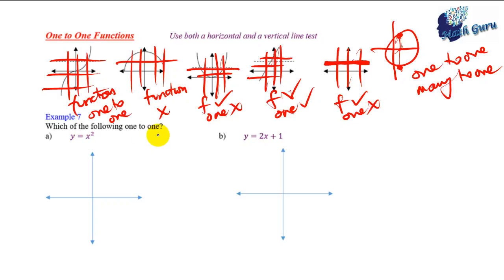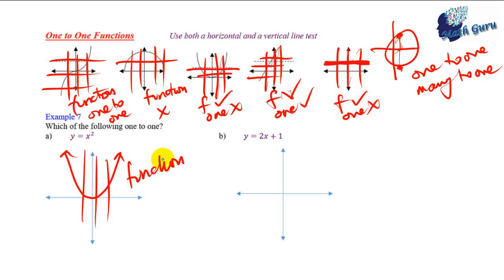Okay, which of the following are one-to-one? So x squared is a parabola. Passes a vertical line test, so it's a function. Does it pass the horizontal line test? No. So it's not one-to-one.